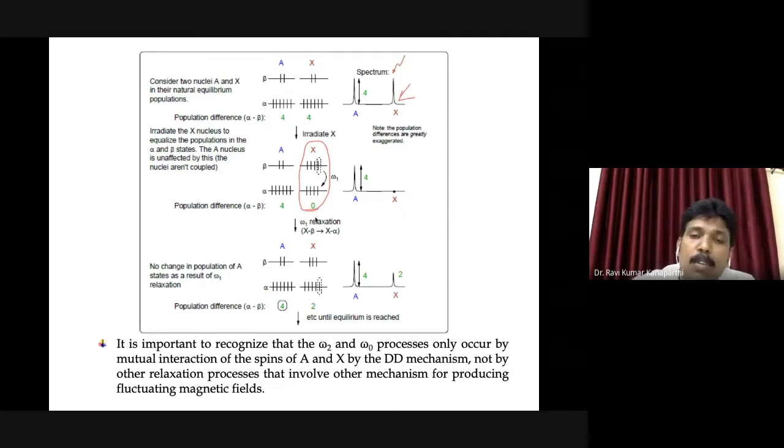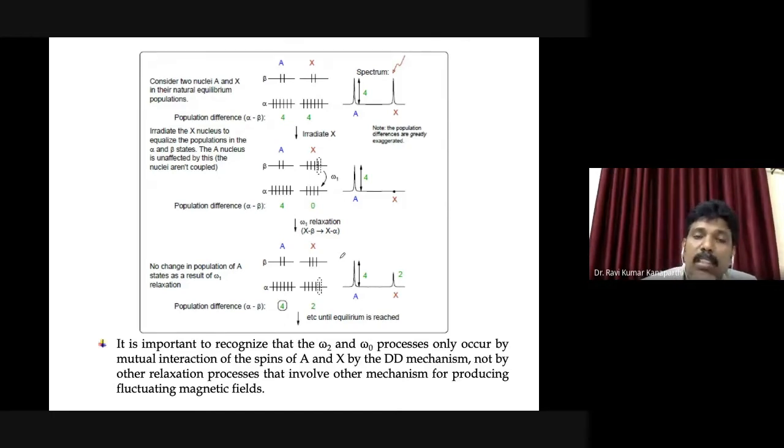And then the next process: we are saying that omega 1 is the dominating process. That is the case we have taken. If omega 1 is a dominating process, what exactly happens?